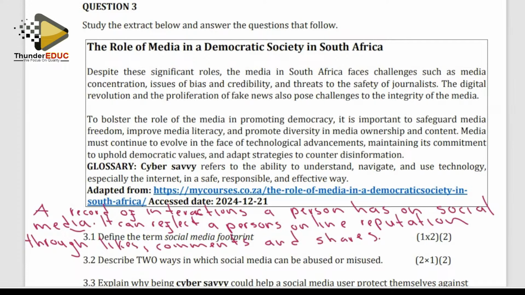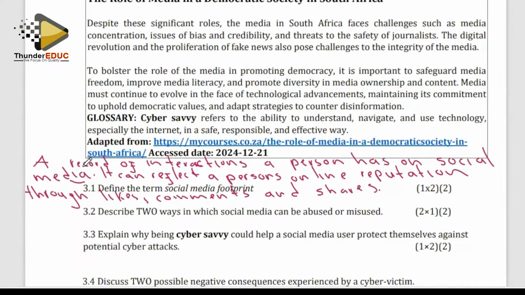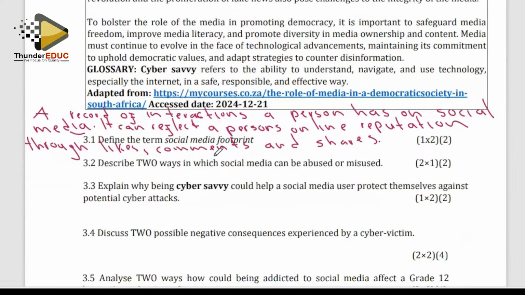So when you are on social media platforms, you are not as invisible as you might think, or not as anonymous as you might think. So there is what we call a social media footprint, which is basically a record of interactions a person has on social media, which reflects your online reputation, through your likes, comments, shares, and other things.